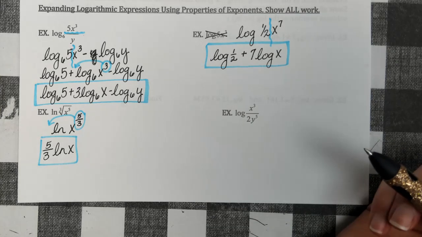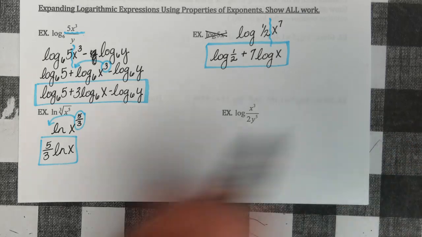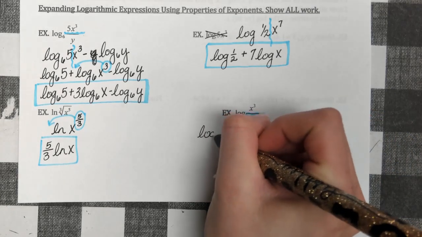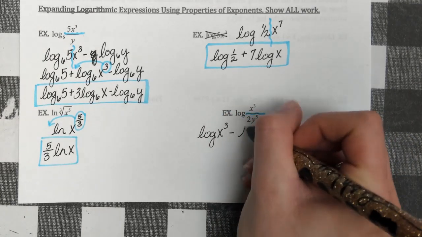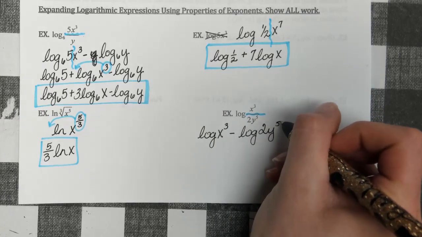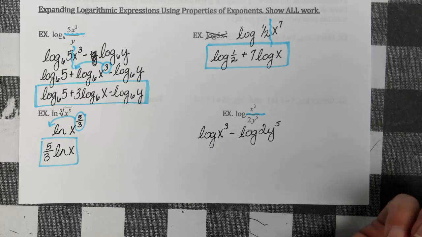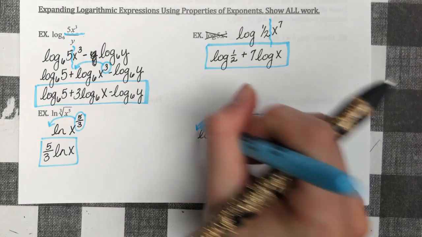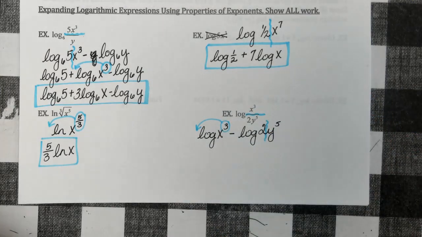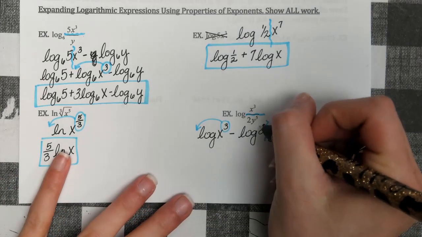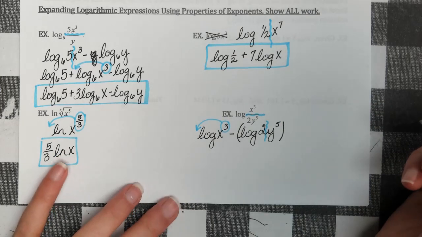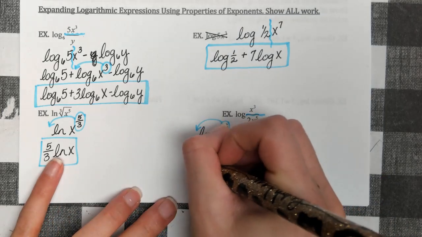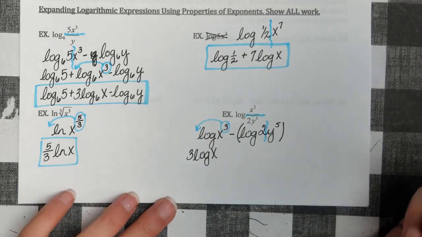So this next one, where am I going to break it? Right there at that fraction. So I'm going to have log of x cubed minus log of 2y to the 5th. Now I need to break 2y to the 5th. In the same step, I can also bring that 3 forward, but I need to break this 2 from that y to the 5th. So I'm subtracting the entire 2y to the 5th. So when you break that apart, you have to be careful to make sure that you have the right sign.